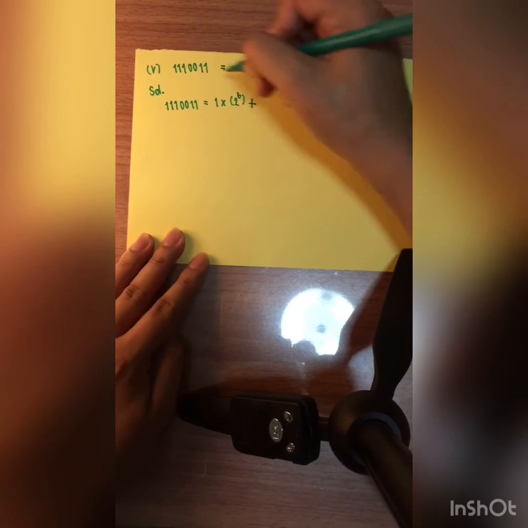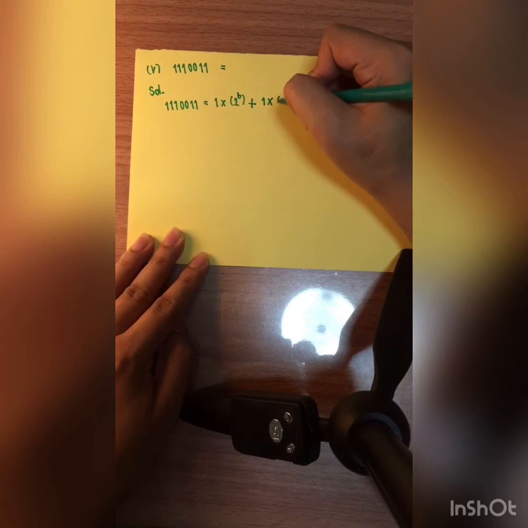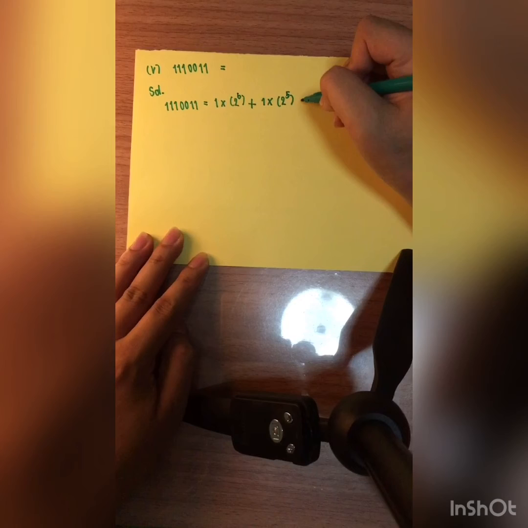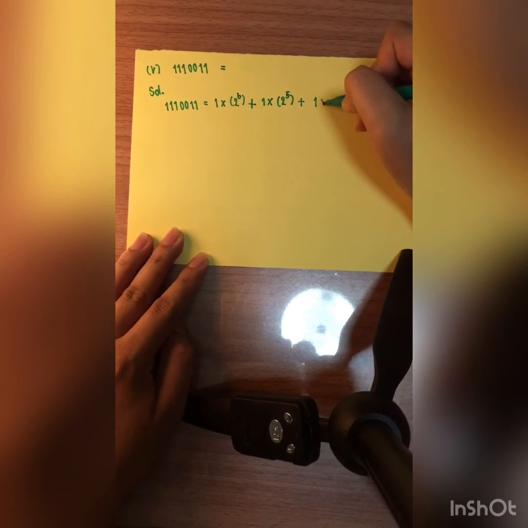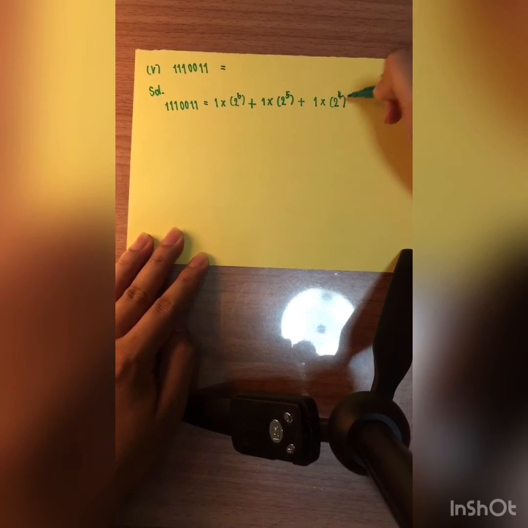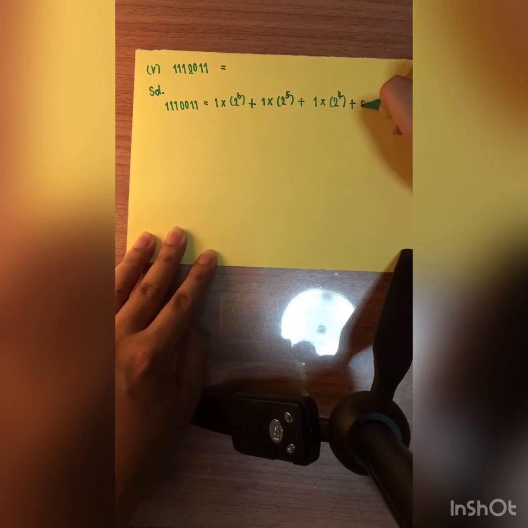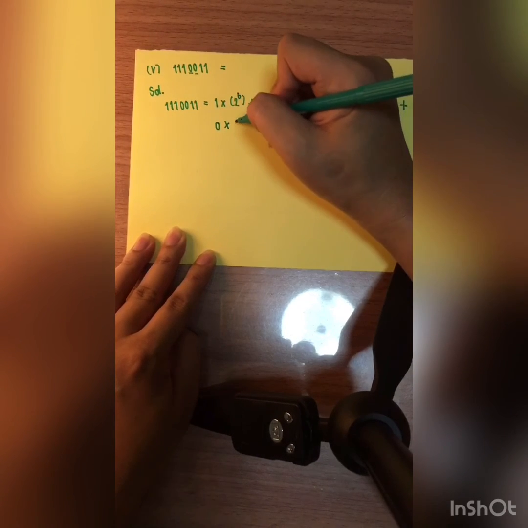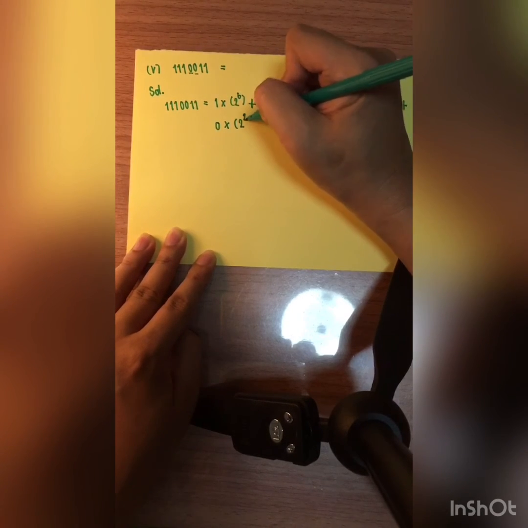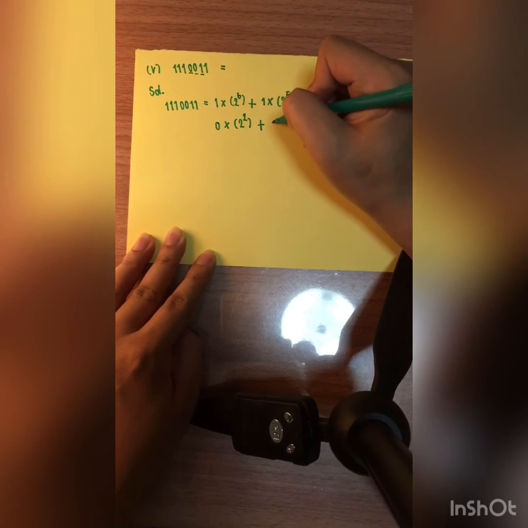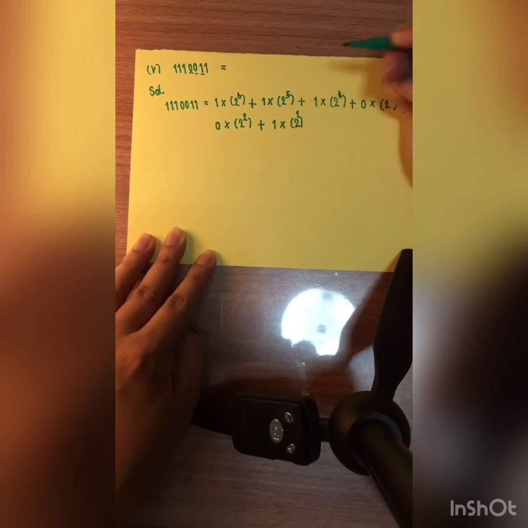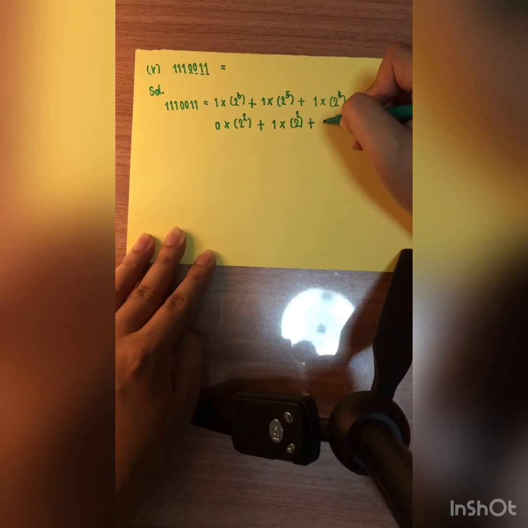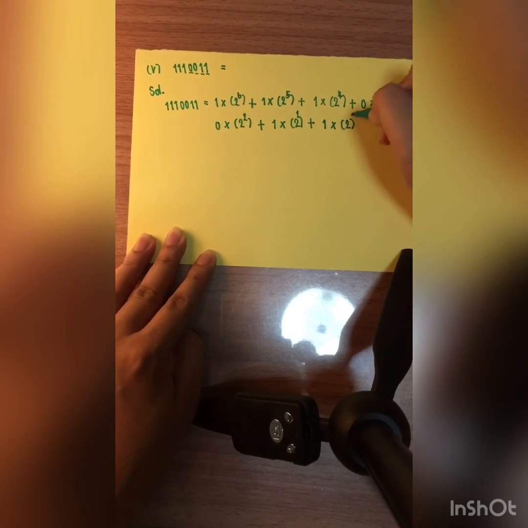Then continue, plus sign. 1 times 2 to the power of 5, plus 1 times 2 to the power of 4, plus 0 times 2 to the power of 3, plus 0 times 2 to the power of 2, plus 1 times 2 to the power of 1, plus, and the last 1 times 2 to the power of 0.